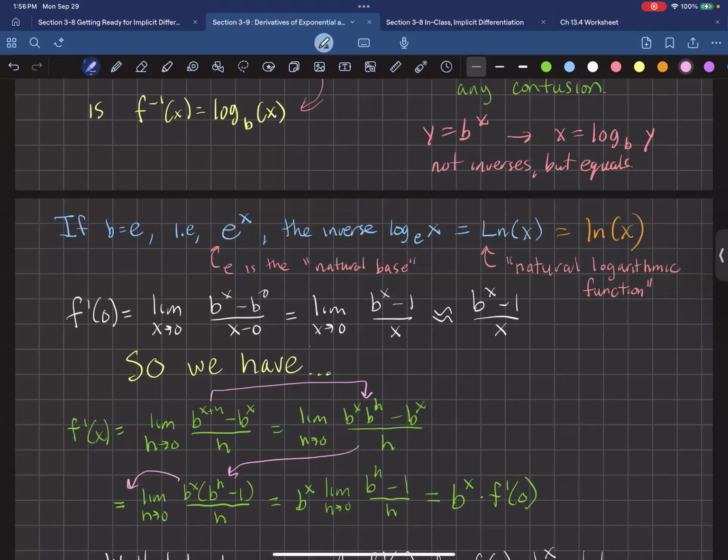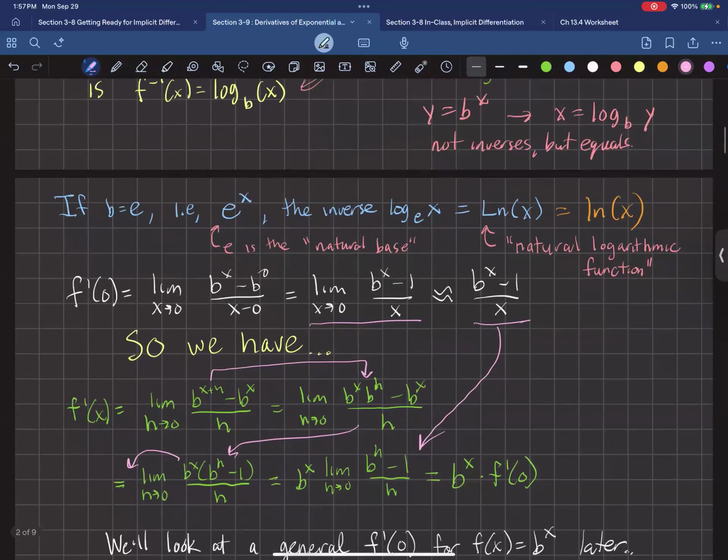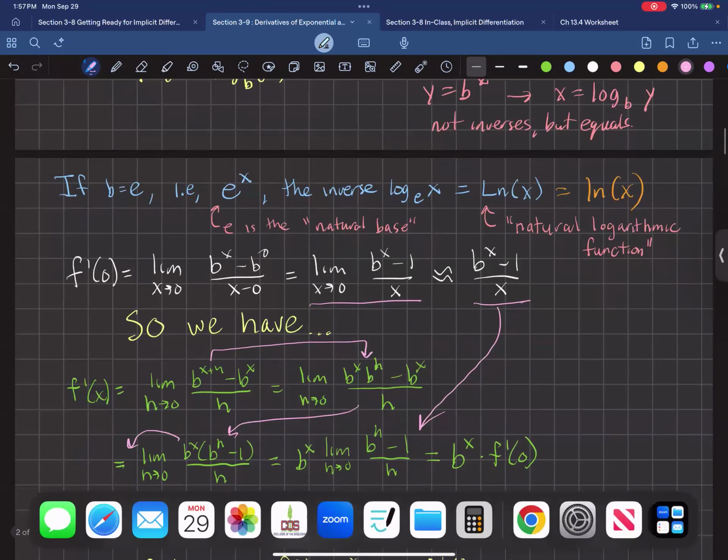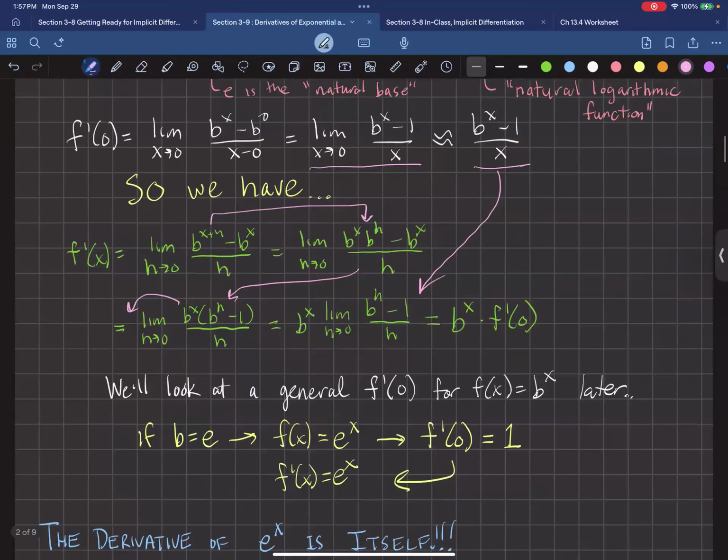And we just showed that this is approximately that. If I just replace the x with h, we have that there. So we're going to have f prime of x equals b to the x times f prime of 0. If we do b equals e, f prime of 0 equals 1. So f prime of x equals e to the x. Okay?